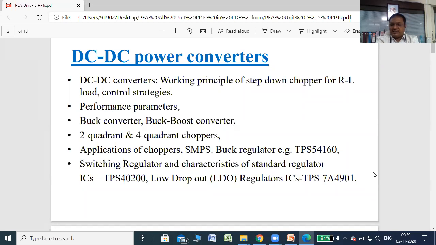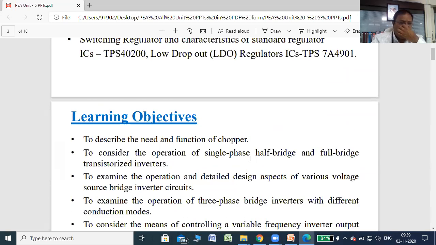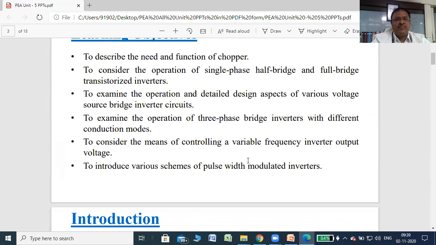These are the various ICs used as a variable or sometimes fixed regulator. So it's a syllabus. I will go over the objectives, what we have to learn.